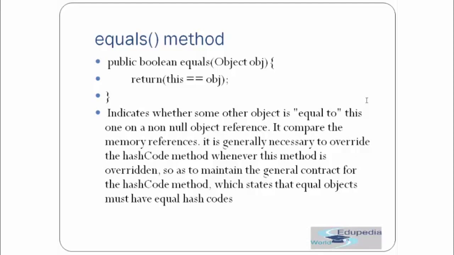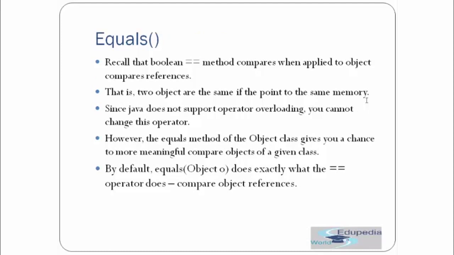It is generally necessary to override the hashCode method whenever this method is overridden. So whenever we override the equals method, it is always necessary to override hashCode as well. Why so? Because there is a contract between the two, and we'll see what the contract is shortly. To maintain the general contract between hashCode and equals, which states that equal objects must have equal hashcodes. Well, it's a simple statement; we'll see it in detail shortly. Now recall the Boolean double equals operator, which when applied to objects actually compares the references. That is, two objects are the same if they point to the same memory.